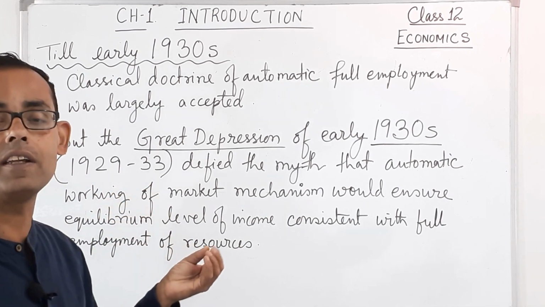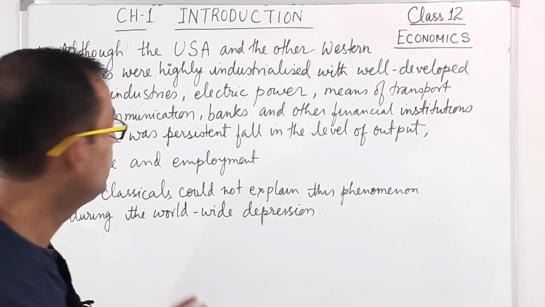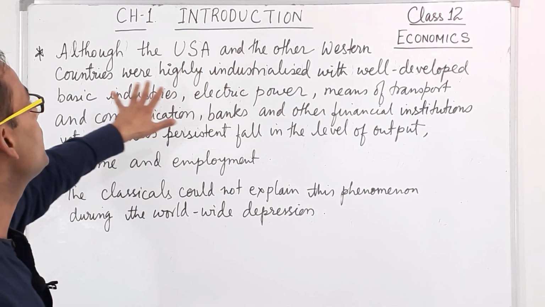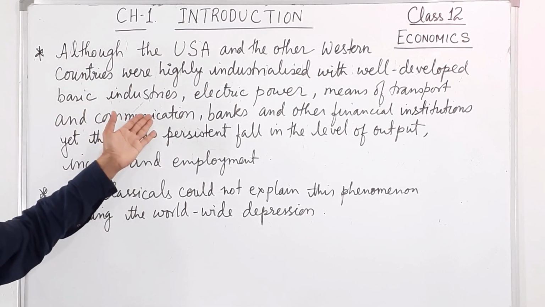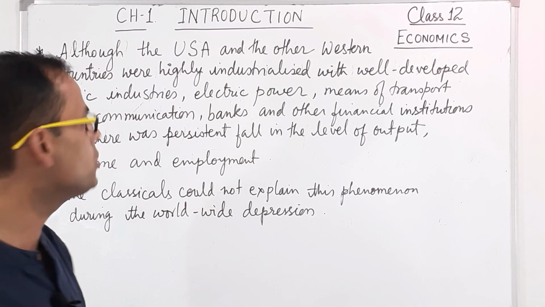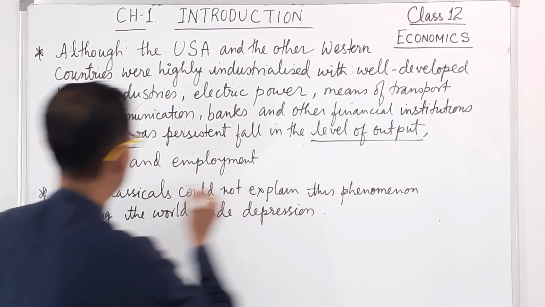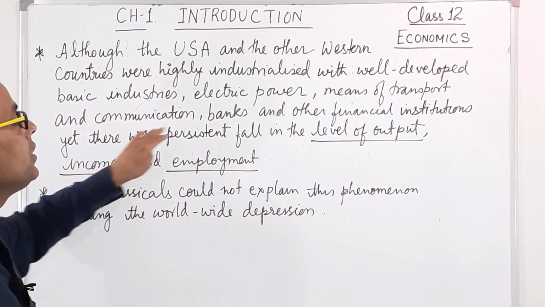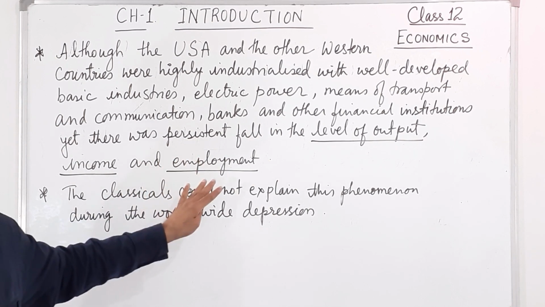That is how the classical thought was failing to prove itself, and why this thought is not applicable. During that time, the USA and other Western countries were highly industrialized, with well developed basic industries, electric power, means of transport and communication, banks and other financial institutions. And yet there was a persistent fall in the level of output, income and employment. Though they were highly industrialized, there was a rapid fall in output, income and employment.